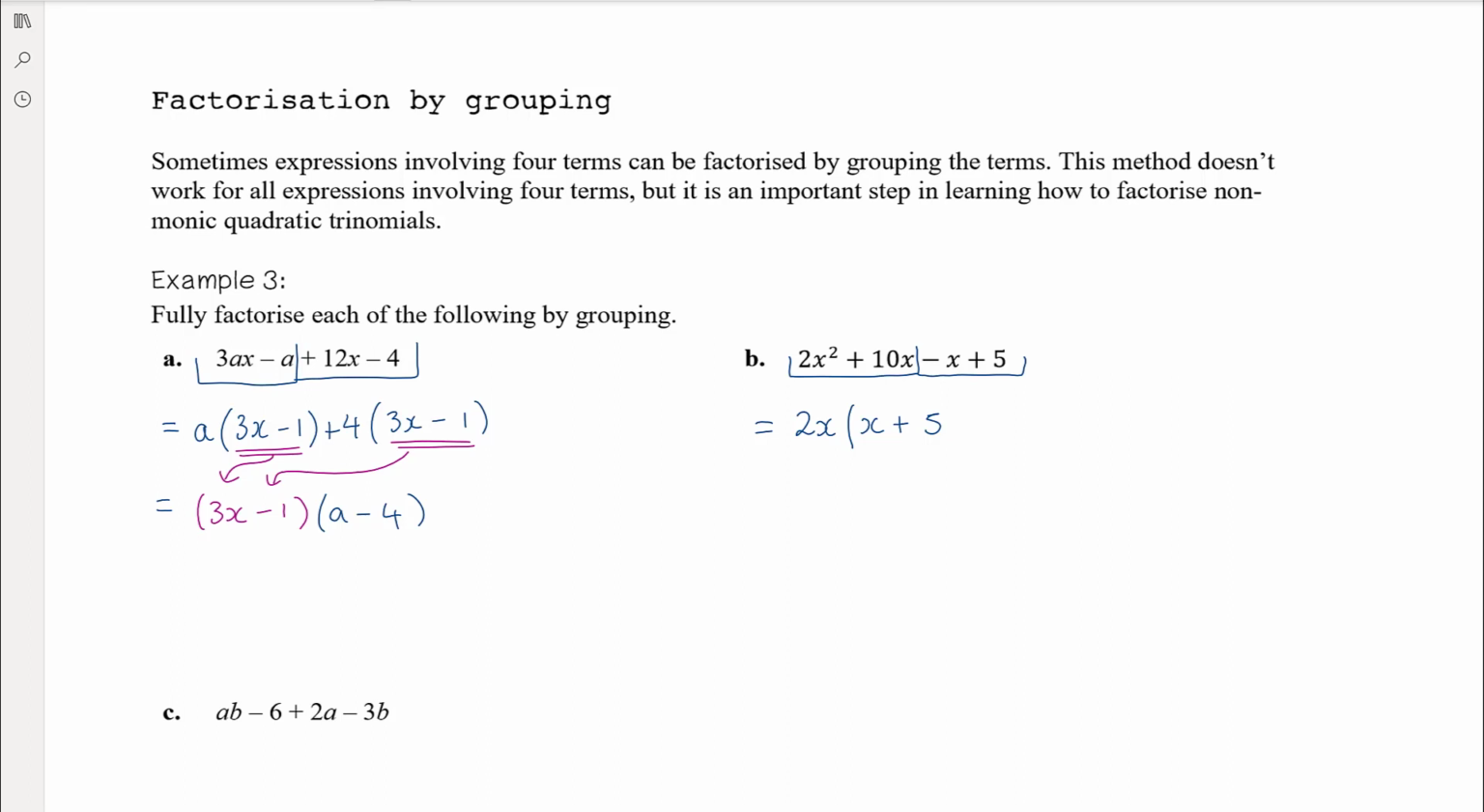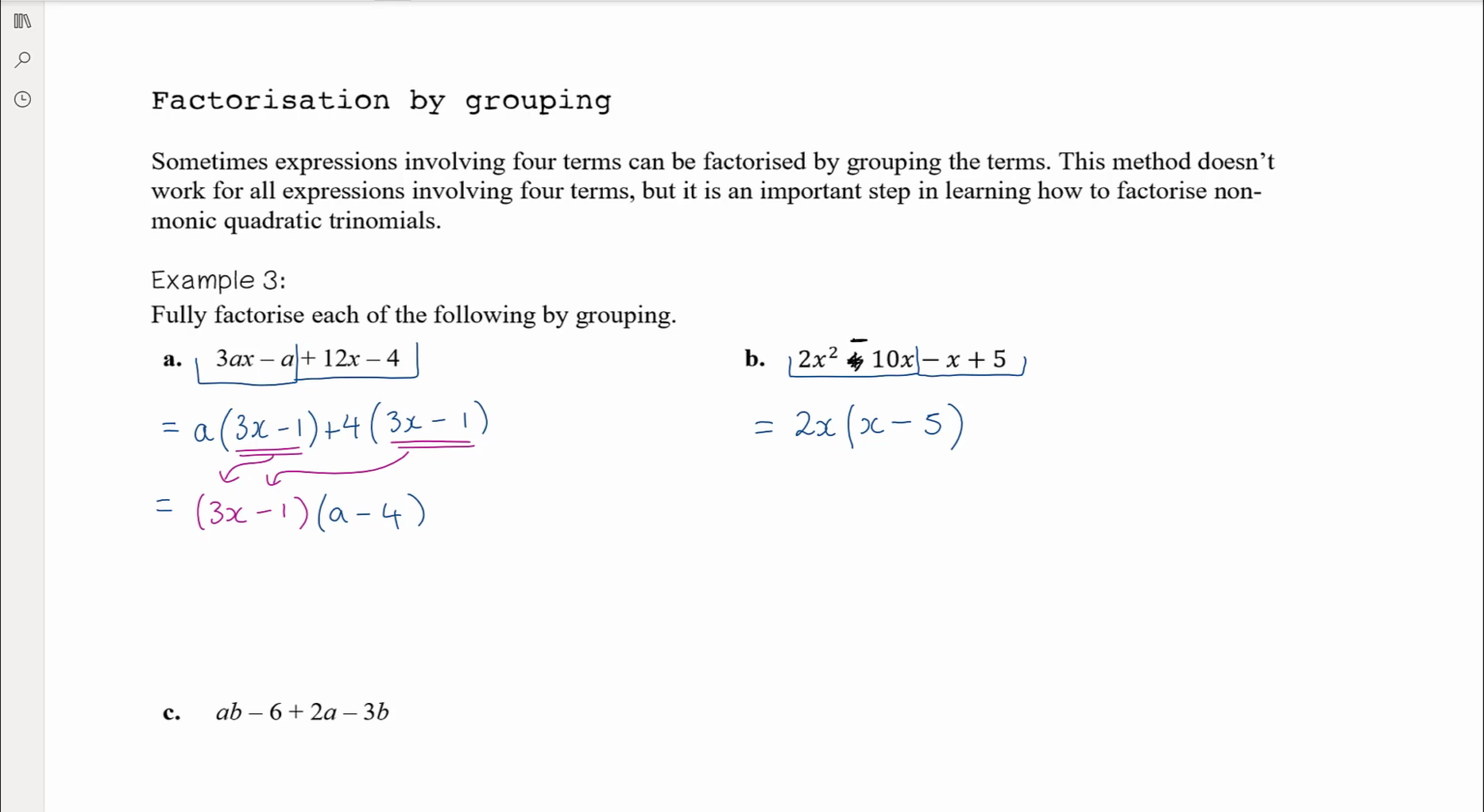Sorry, I think I've got an error in. Sorry, there's an error in the question here. I'm going to make this a minus 5. Actually, no, I'm going to make this a minus 10x instead. Okay, so we factor out 2x and we get x minus 5.